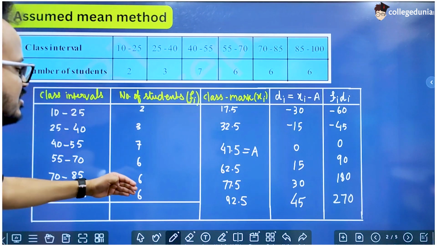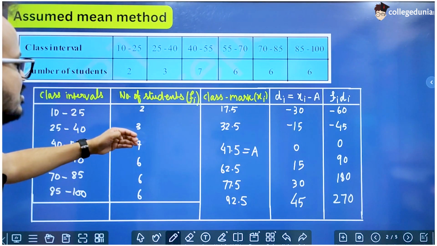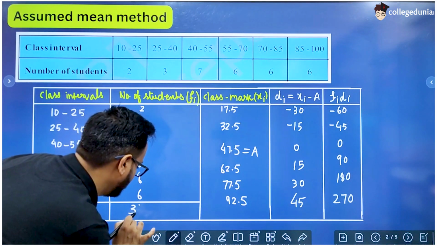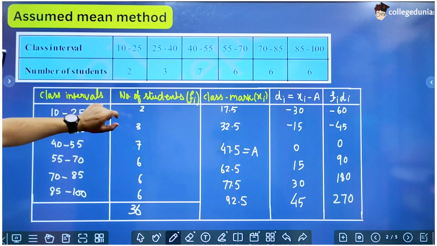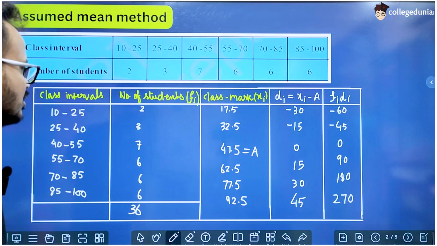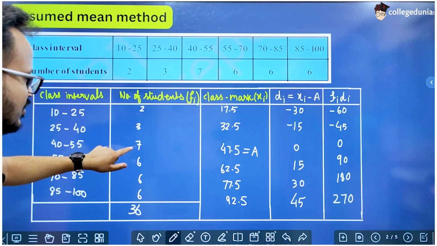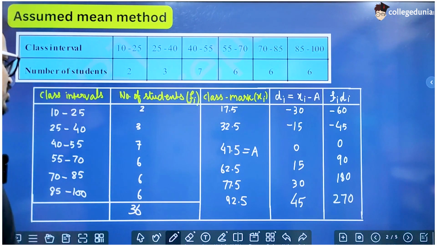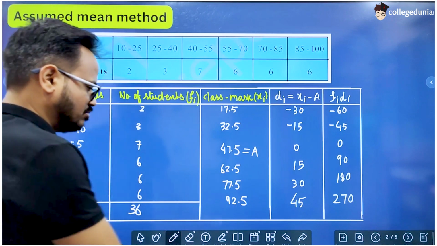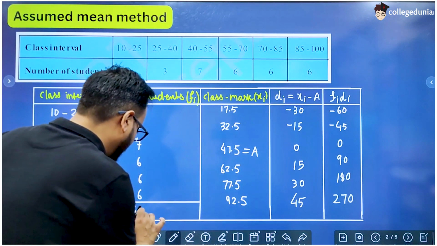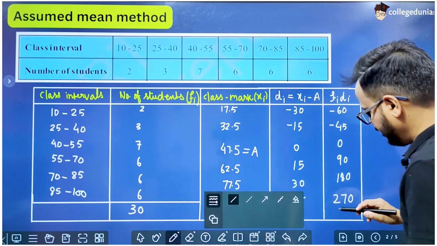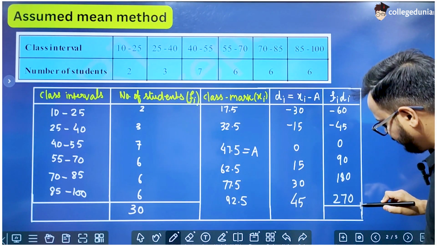And what is the sum? 6 plus 6 is 12, 18 plus 6, 24 plus 7 is 31, 31 plus 5 is 36. We will just verify it. 7 plus 5, 12. And 12 plus 18, 30. Okay, so this is 30, right? This is 30. And now we will find the sum of fi di.